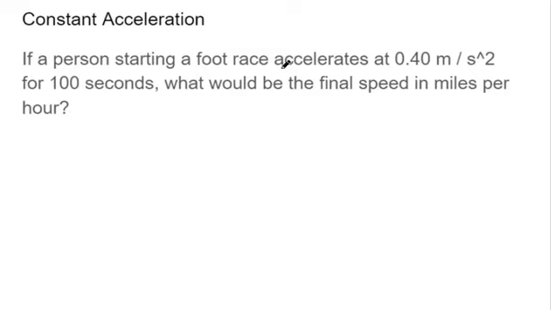So the acceleration is how fast our velocity is changing. So acceleration in this case is how fast the speed is changing. At time t equals 0, we'll say the start of the race, their velocity is 0, right? But what the acceleration is telling us is that after 1 second, if it's a constant acceleration, then they're now going 0.4 meters per second.